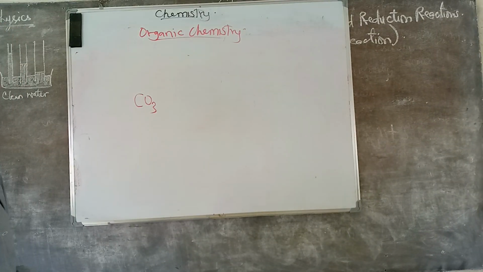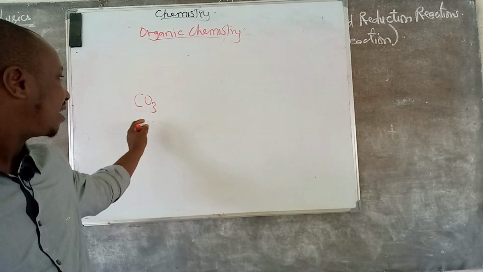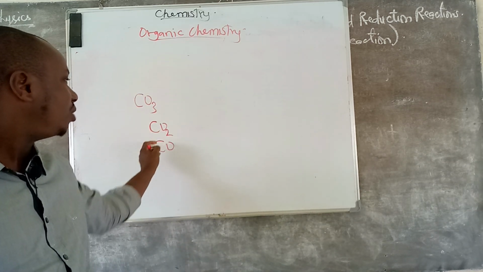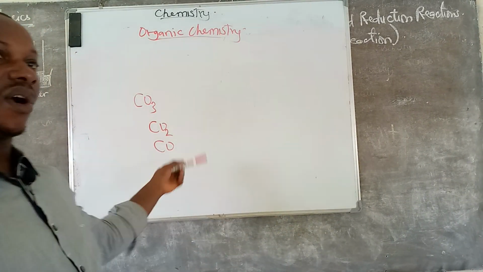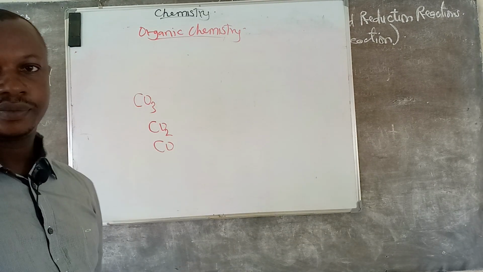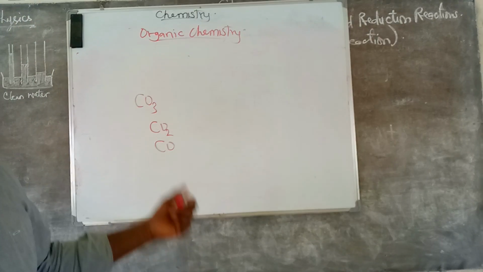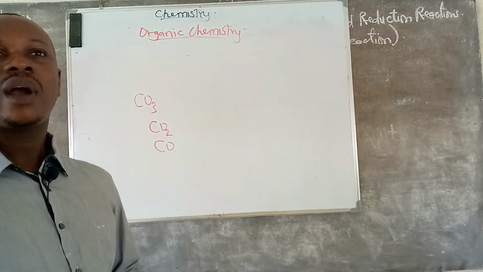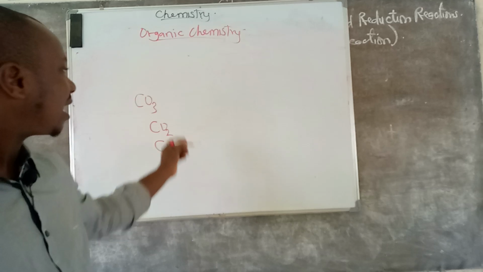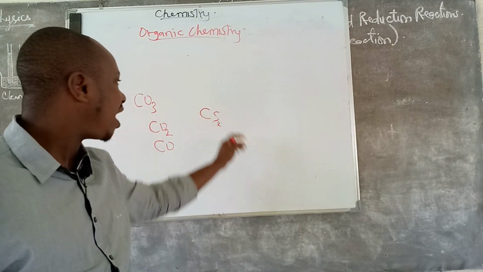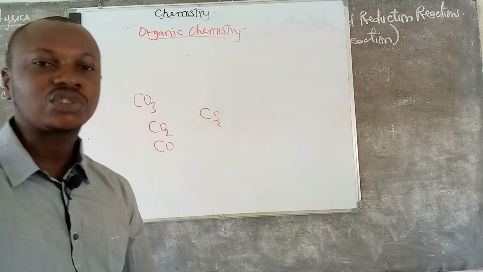Also, we have another one, like the oxides of carbon, like carbon(IV) oxide and carbon(II) oxide. All these are not organic, even though they are carbon compounds. I hope all these things are clear. Another one is the metallic sulfides of carbon, or carbon sulfide. Sulfides of carbon, such as carbon(IV) sulfide, are not organic as well.